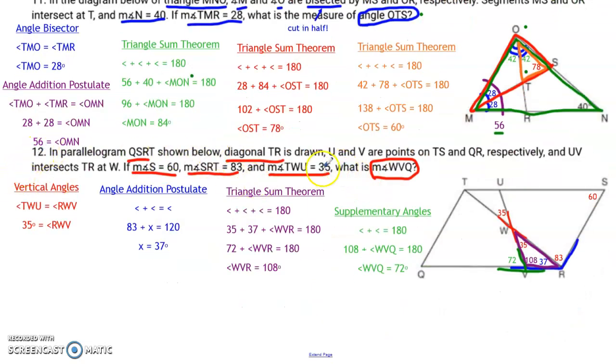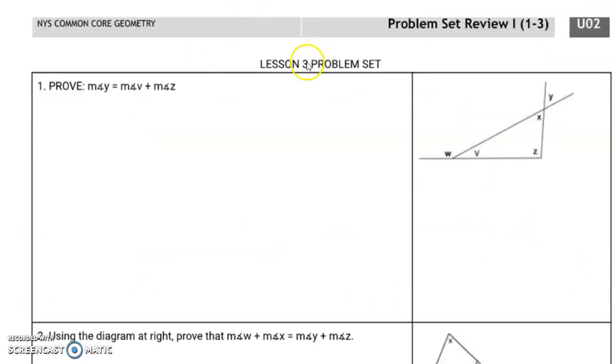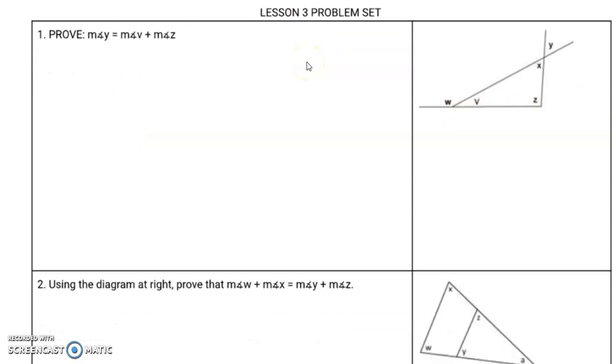For number 12, again, it is several different steps, but you should be able to follow it using the color coding. Pause the video for a moment if you're not really sure what's going on and try to sort through it. Moving on to the lesson 3 problem set, these were all proofs. Some of the proofs you knew how to do, and some of the proofs we're going to be going over in future lessons. So pause the video, try them out, and then come back to see the correct answers.